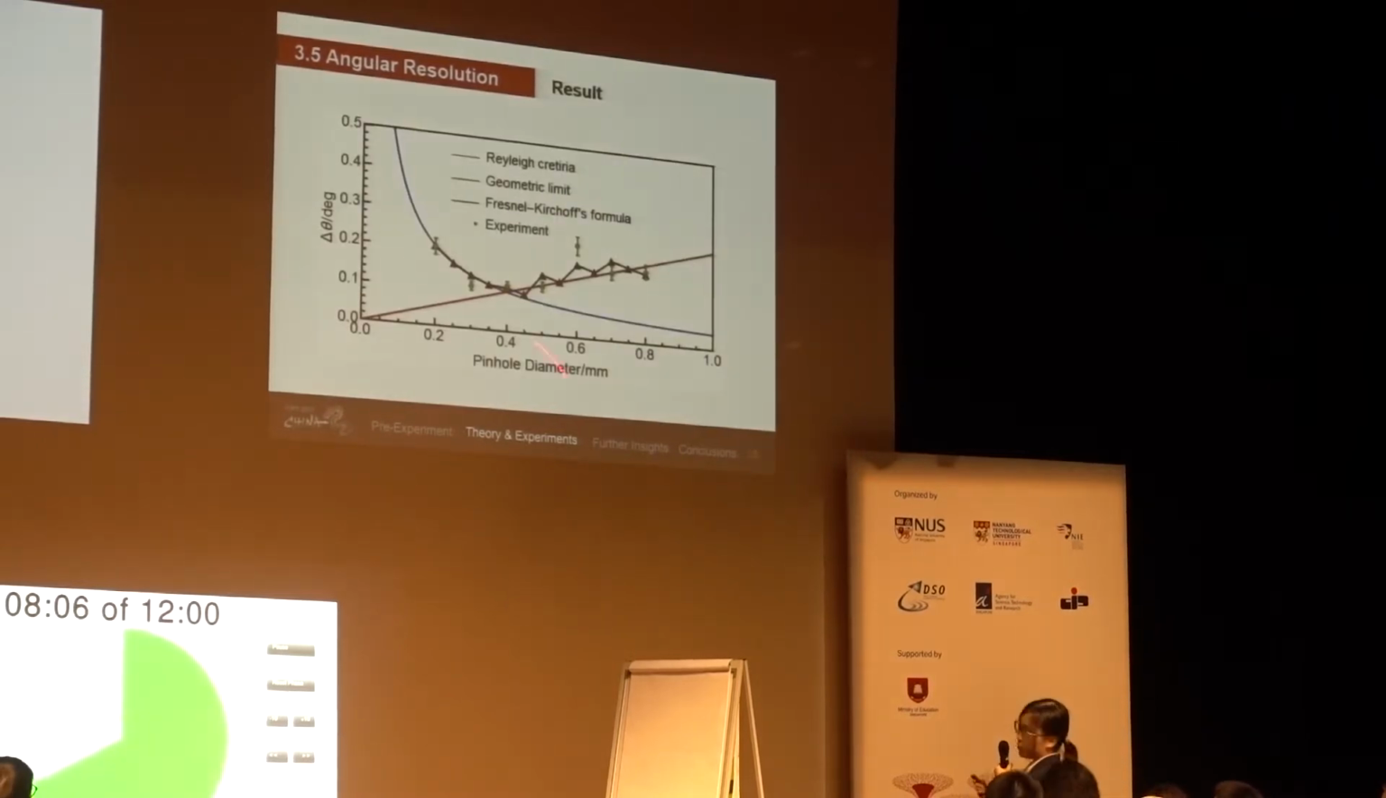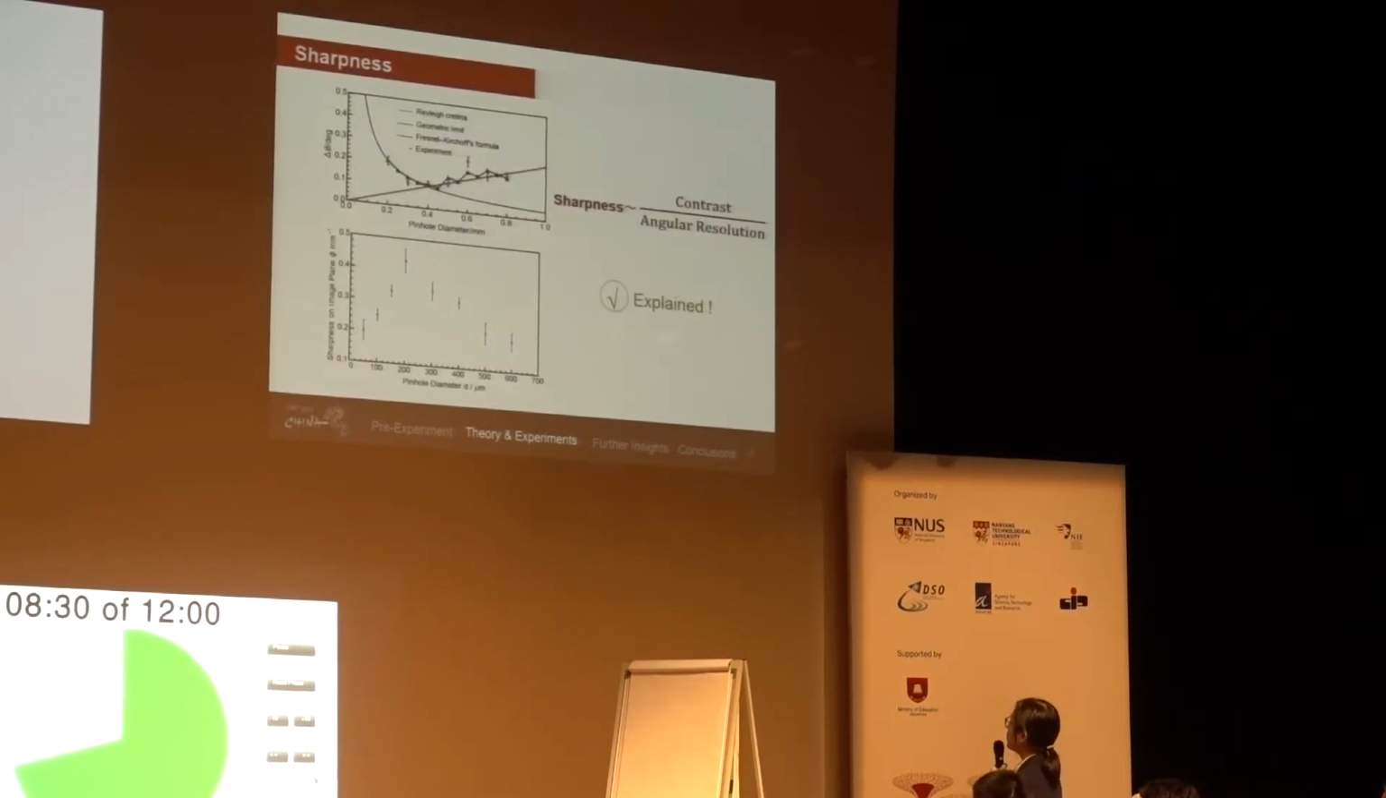The blue line represents the Rayleigh criterion. The red line is the geometric limitation. The dark point is the Fresnel-Kirchhoff formula, and the green point is our experiment. We can see there is agreement, and we can see that the Rayleigh criterion and the geometric limitation can approximate the real image of the point. So this is why the sharpness first increased and then decreased: because the angular resolution first decreased, then increased.